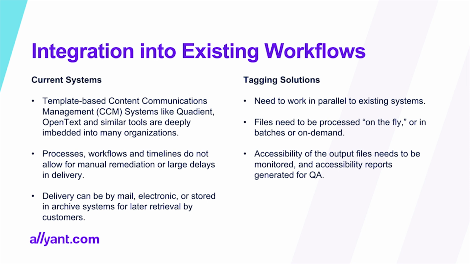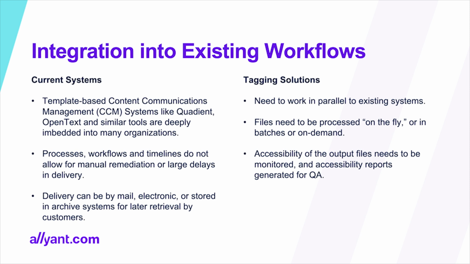So we can't do the template. It actually has to be almost after the fact. The customer communication management system is doing the generation, creating the documents. The final document before it's then distributed to the client is what then needs to be tagged. So it's going to work in parallel to an existing system. Sometimes your files may need to be processed on the fly, or maybe they'll be done in a batch or on demand. We've seen many clients where they're putting the files into an archive. If the customer retrieves them, they can retrieve them then in an accessible format using our technology. And then you need to be able to monitor that the output from the system is meeting your requirements from an accessibility standpoint. It's some kind of a QA process.